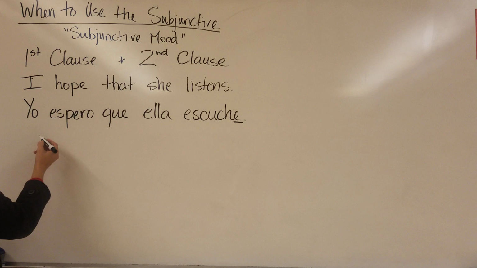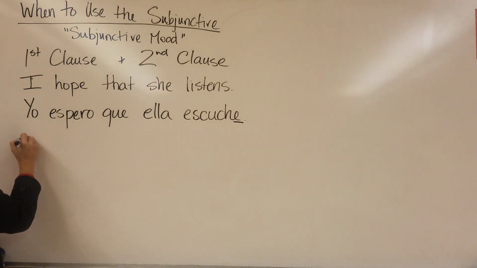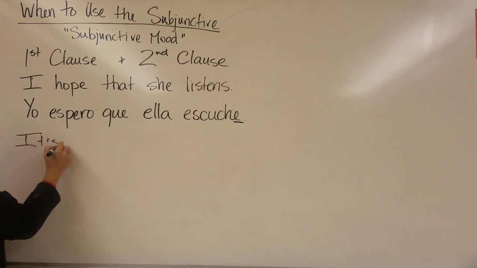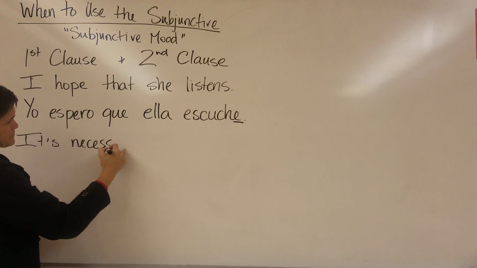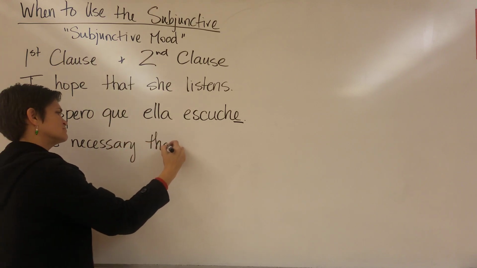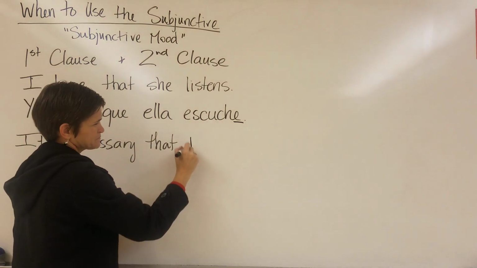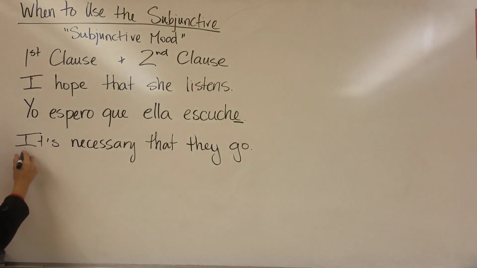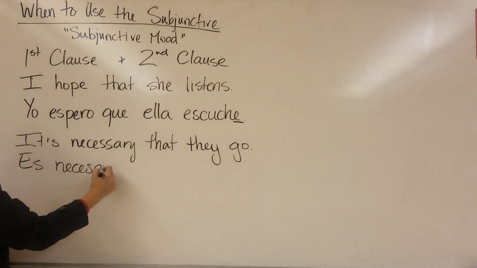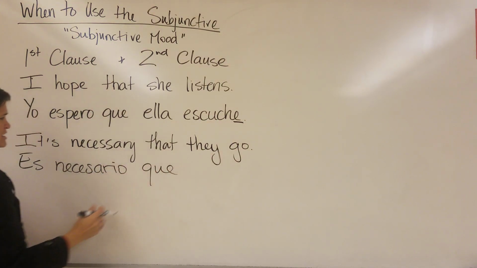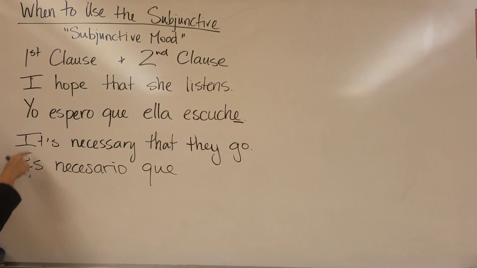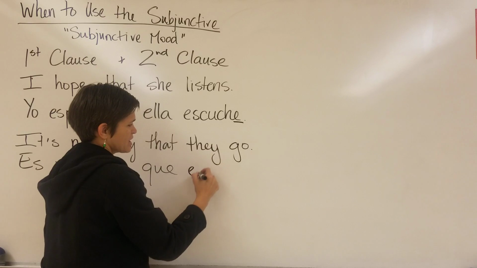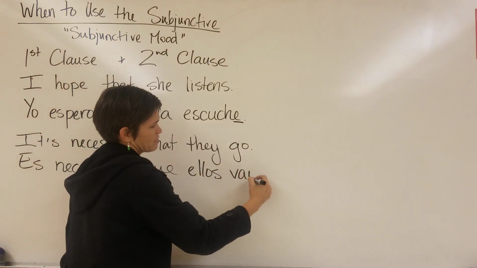We can also use different expressions that are more impersonal expressions, like it's necessary that they try, or they go. Es necesario que, still going to use que, so it is necessary. We have the subject is it, es necesario que ellos vayan.